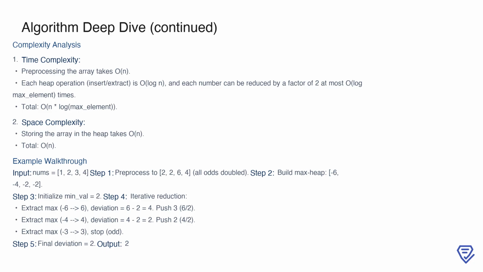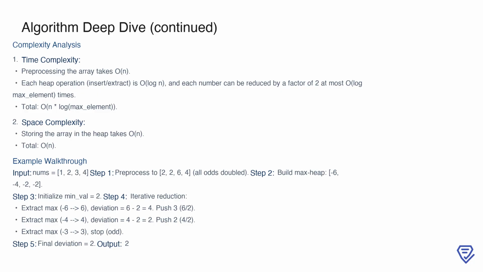Pre-processing the array to double odd numbers and build the heap takes O(n) time. Heap operations, which include inserting and extracting elements, are O(log n), and are repeated for each element in the array. Since each number can be reduced by a factor of 2 at most O(log max_element) times, the total time complexity becomes O(n * log max_element). In terms of space, the heap requires O(n) storage, making the overall space complexity O(n).